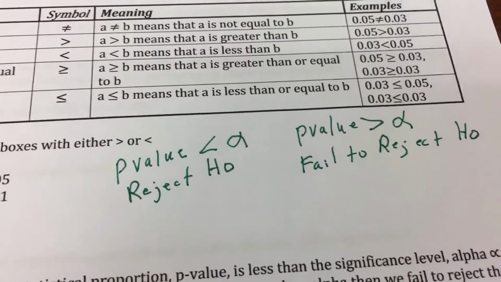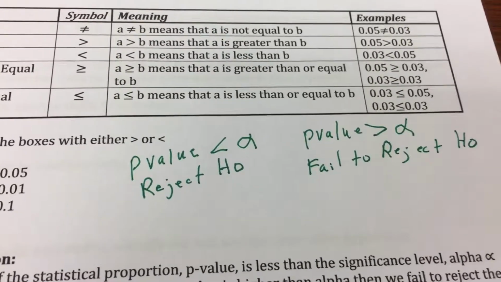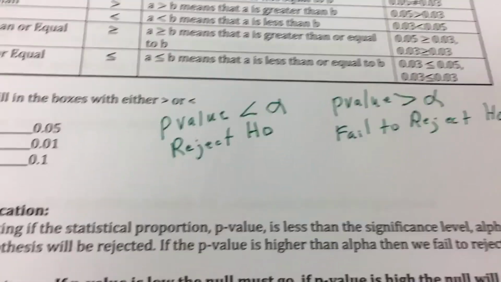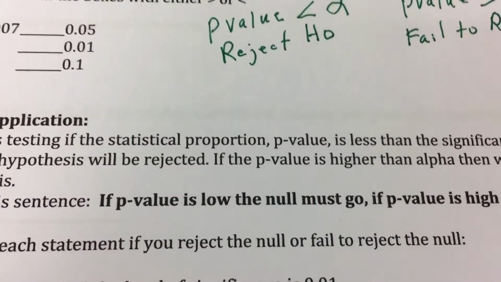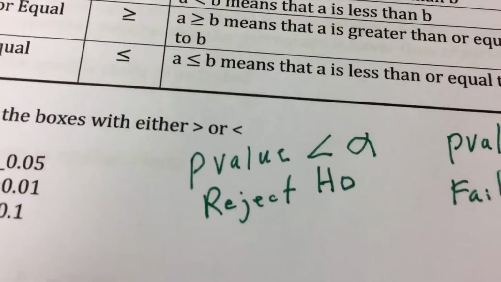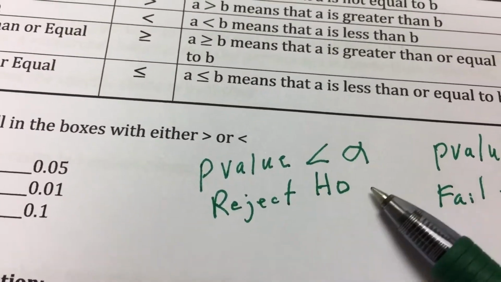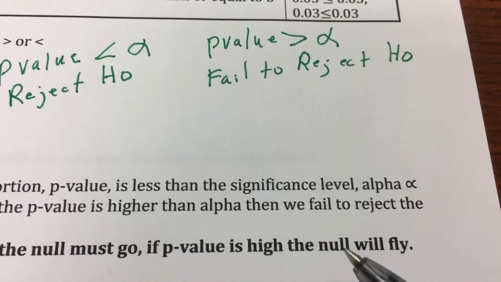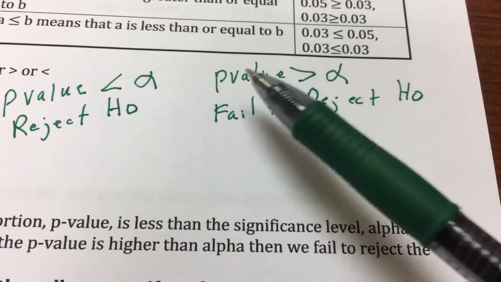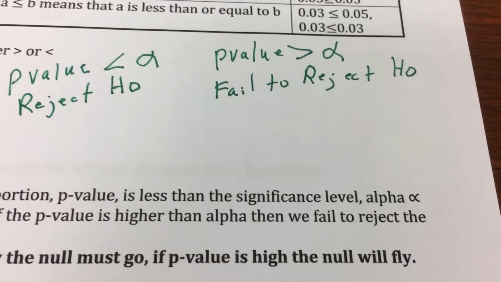Now, there is a saying to help you remember this. If you'll learn this saying, it'll help you get these answers each time when you get into hypothesis testing. Here's the saying: if p-value is low, the null must go. So notice, if p-value is less than alpha, we reject the null. If p-value is high, the null will fly. If p-value is higher than alpha, we fail to reject the null. That means we don't reject it.